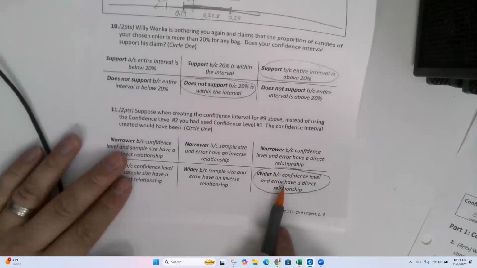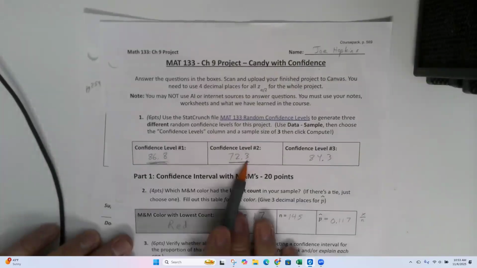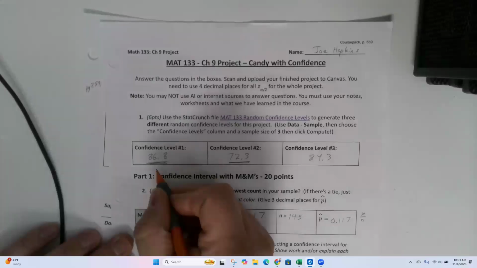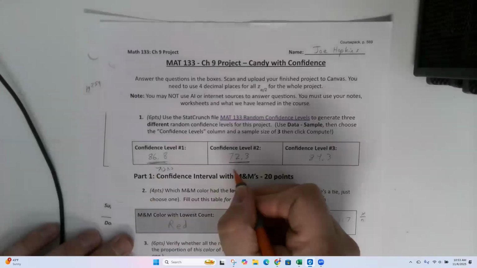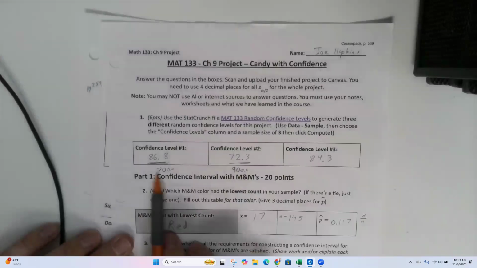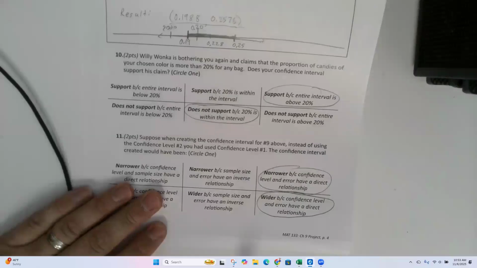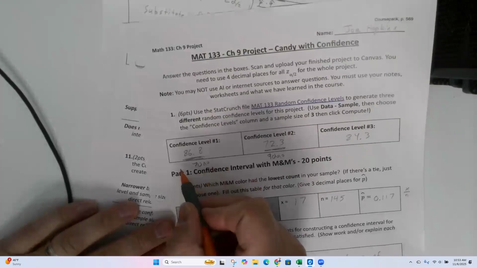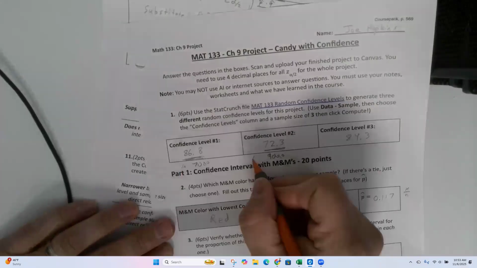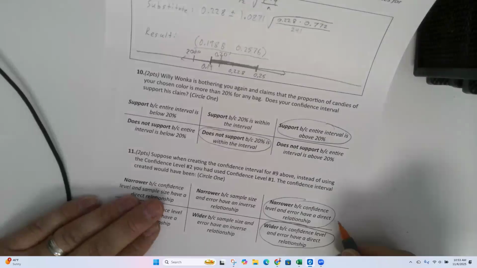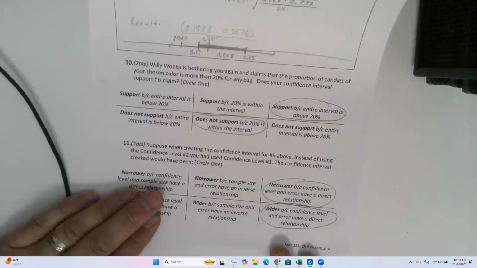So this is my answer, and that was because this number is bigger than this one. If these had been flipped, and let's say that this one was 70% and this one was 90%, then when I built my confidence interval number 2, it would have been narrower. So it depends on what numbers you had here. If this number is small and this number is large, then it's this one. It's narrower.